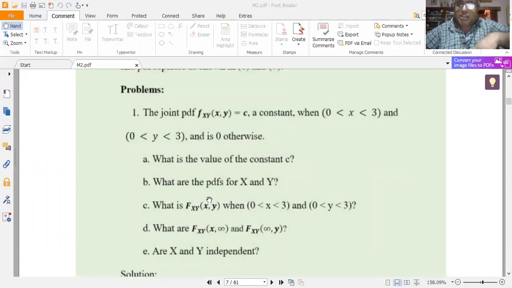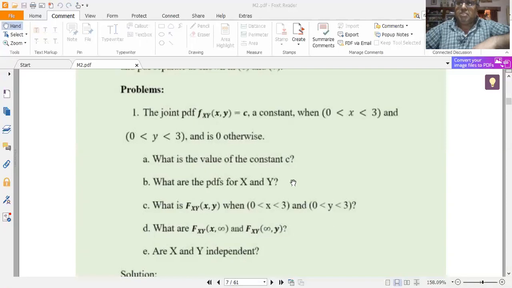I have to find the marginal PDFs for the random variables X and Y respectively. That is, I have to find f_X(x) and f_Y(y). Please note it is PDF, so small f_X(x), small f_Y(y) I have to calculate. Then I have to find the corresponding joint CDF when 0 < x < 3 and 0 < y < 3. And I have to find capital F_XY(x, infinity) and capital F_XY(infinity, y). Then I have to check for independence, that is, check if X and Y are independent. So these five I have to calculate.